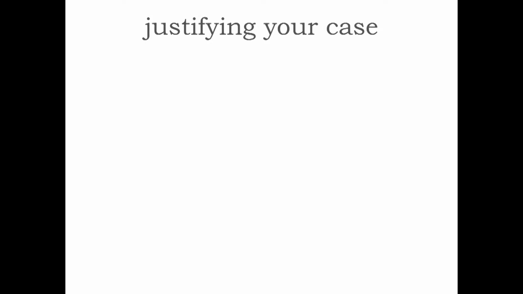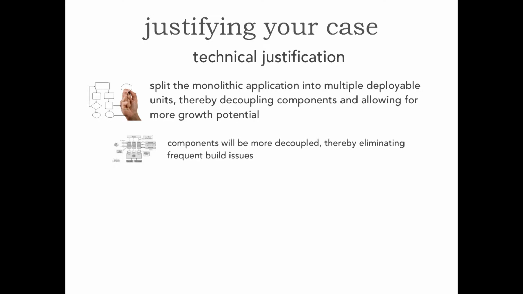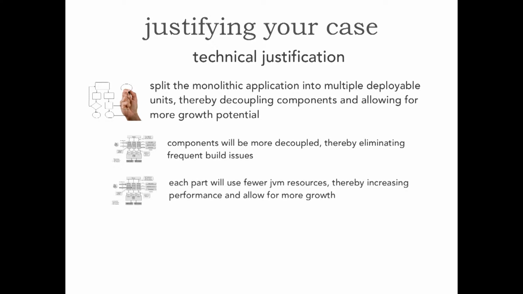Okay. There's two parts of justification here. There's a technical justification as well as a business justification. Let's take a look at the technical justification first. This is usually easier to do than the business one, but let's tackle this. So really what we'd like to do in this refactoring effort is to split the monolithic application into multiple deployable units, thereby decoupling components. So the technical justification, or advantages that we get here, I should say the technical value really, is that components will be more decoupled, thereby eliminating these frequent build issues. So by doing this architecture refactoring effort, we can remove those build issues that we're currently having.